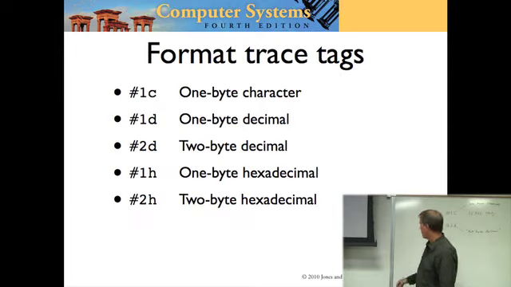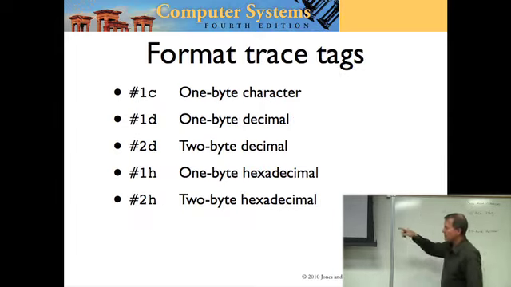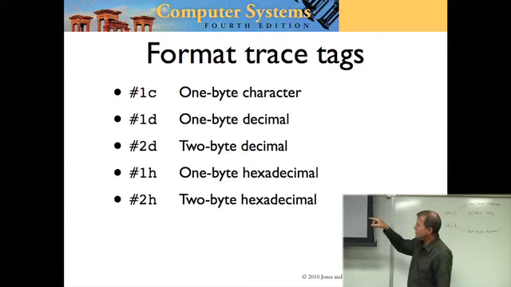And here, the ones that we looked at were the £1C and the £2D. Here's a list of all the legal ones. You can say £1C for a 1-byte character, £1D for a 1-byte decimal. Those are the ones we used. And then you can do £2D for a 2-byte decimal. I'm sorry, we did £1C and £2D. You can also do £1D for a 1-byte decimal. You can do £1H for a 1-byte hexadecimal and a £2H for a 2-byte hexadecimal.